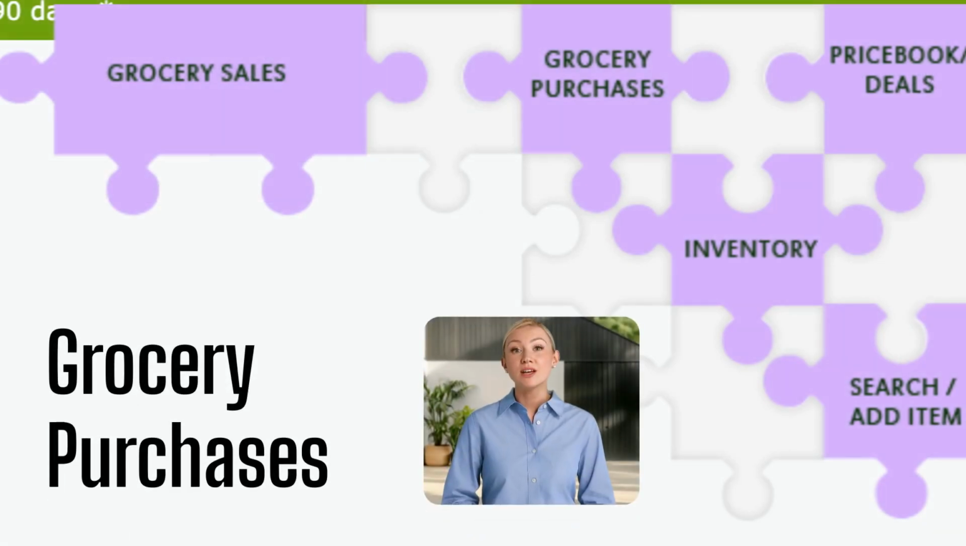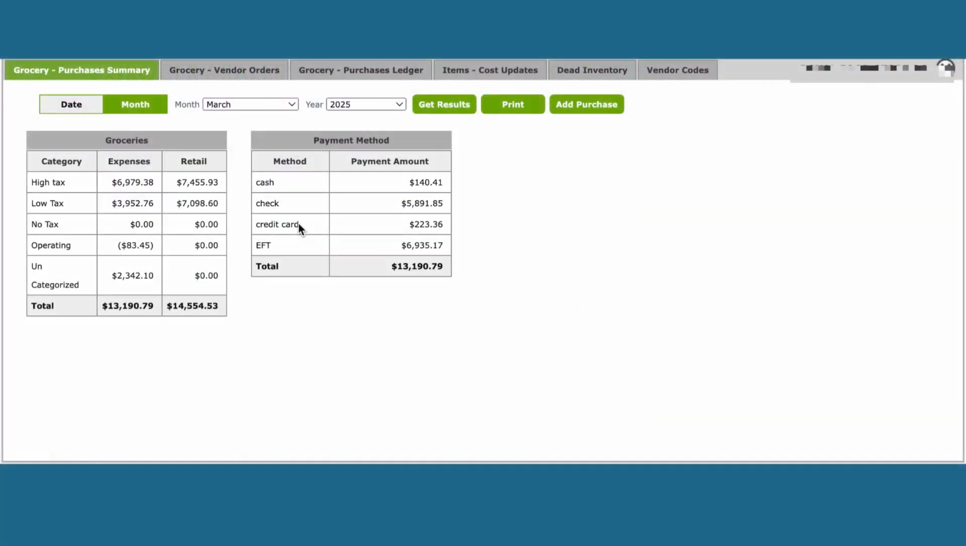As you see, Pricebook and Deals offers you full visibility into your deals, while also providing you the opportunity to quickly make updates. We will finish out this micro unit discussing grocery purchases and sales. Let's turn our focus to purchases. Within the grocery module, you have accessibility to 6 tabs, all of which provide you with a different level of data regarding grocery expenses for your store.